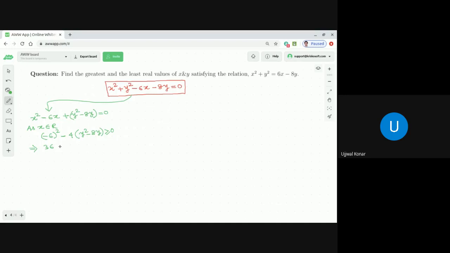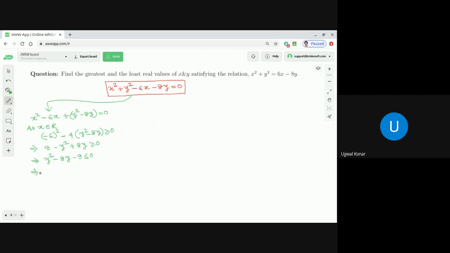36 minus, so we can take 4 common, so then we get 9 minus y square plus 8y is greater than or equal to 0. So from here we can write, let's make the coefficient of y square positive. So y square minus 8y minus 9 is less than or equal to 0, because we are multiplying both sides of the inequality by -1, which is a negative number. Hence, the sign of the inequality gets changed, from greater than or equal to 0 to less than or equal to 0.